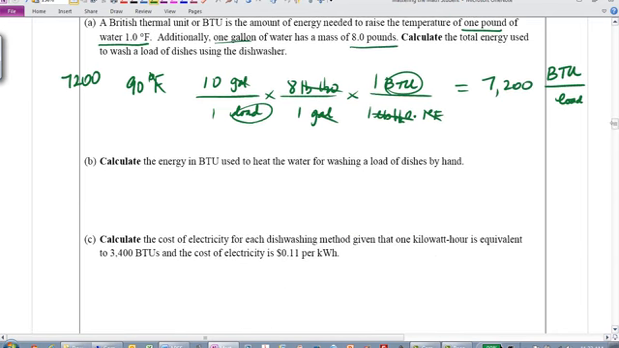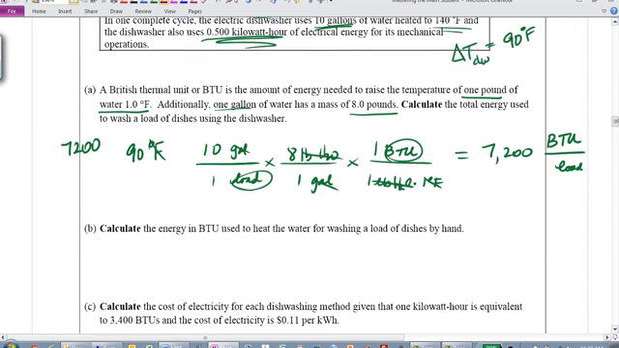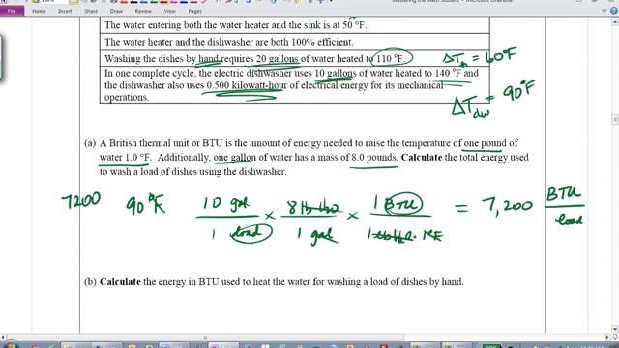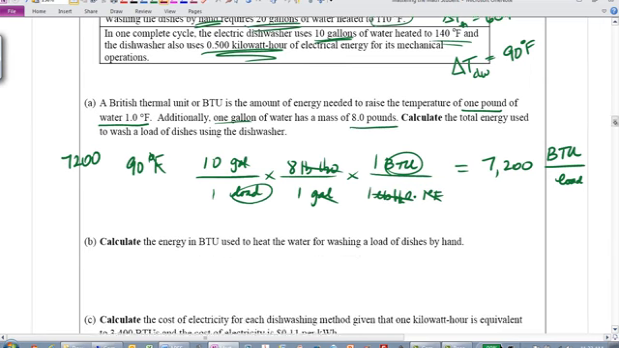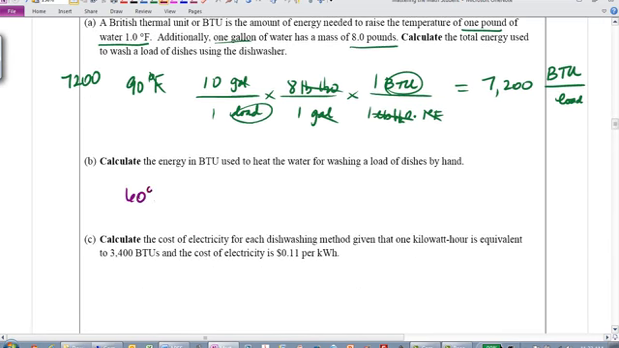So now we're going to do the same thing, same song, second verse, but we're going to do it for the load of dishes by hand. So the temperature change was different, wasn't it? Yes, the temperature change, because you're going to want to put your hands in 140 degree Fahrenheit water. 110 is hot enough. So it's 60 degrees temperature. I don't have to think about this twice. I just do exactly what I did last time.